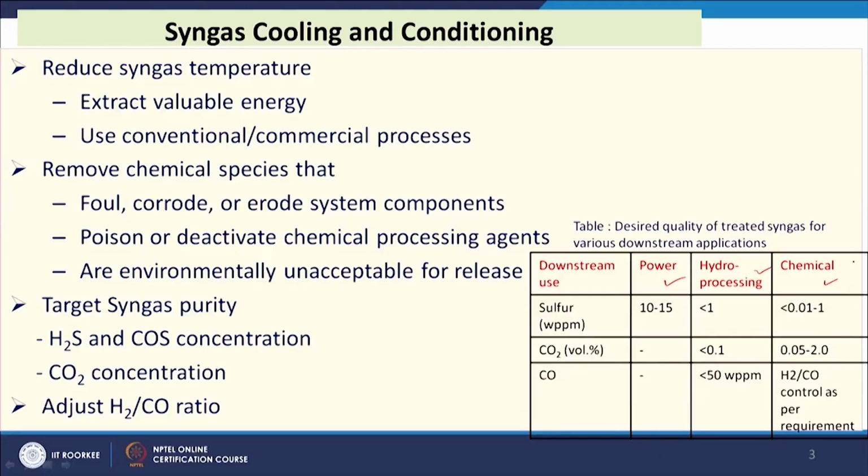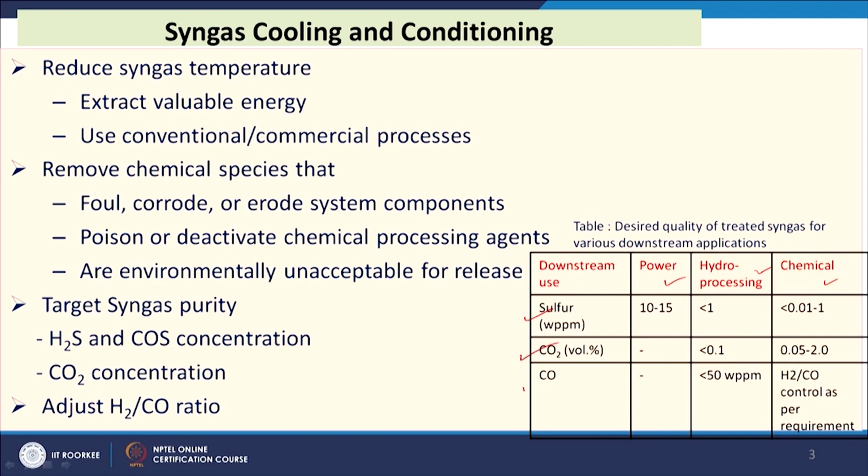As we have seen in the previous class, when syngas is produced in the gasifier, its temperature is very high and it contains a number of impurities like particulates and acid gases like SOx, carbon dioxide, H2S, etc. So, these need to be removed. Another fact is that for different types of downstream applications we need different syngas quality. As shown in this table, for power application, for hydroprocessing and for chemical applications of the syngas, we need different types of quality.